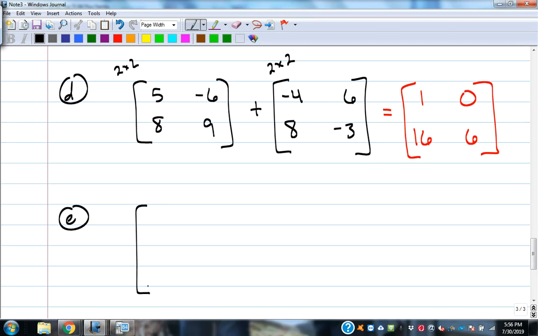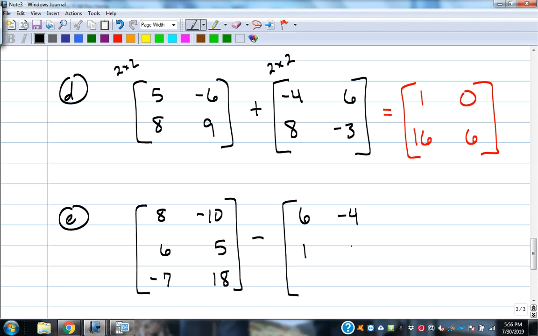So let's look at another problem. Let's say we had 8, -10, 6, 5, -7, 18, minus 6, -4, 1, 8, 5, 9. So here we have a subtraction problem. Want to make sure they're the same size before you even attempt to do that. So this one is 3 rows by 2 columns. The second matrix has 3 rows and 2 columns. So it works. They're exactly the same size. That means I can subtract them.